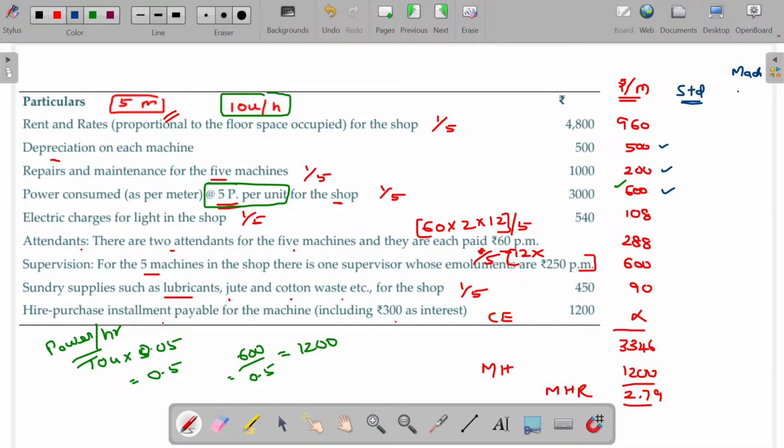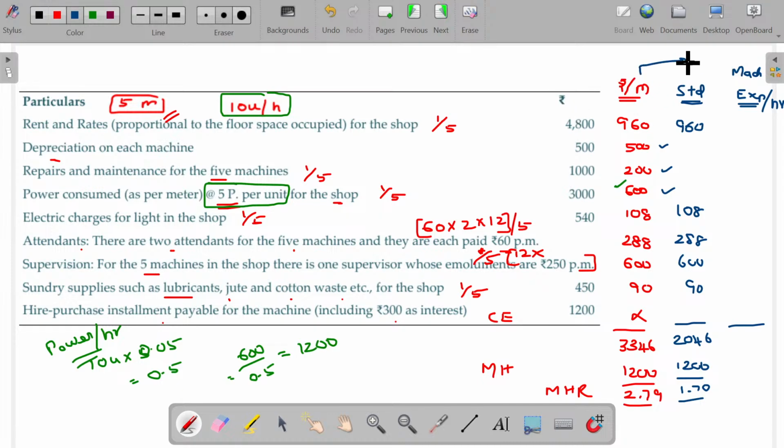Machine expenses usually calculated per hour basis. Standing charges will be calculated in total. Get me the total: 2046. And 1200 machine hours. Then what is the cost per hour? 1.70. But whenever we calculate the machine expenses, you have to calculate only per hour basis.